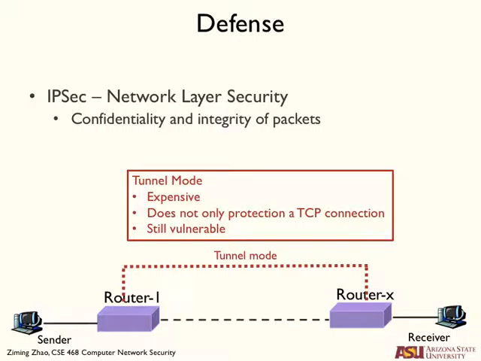So what if we use tunnel mode? In tunnel mode, it might not be expensive for the sender and receiver, but it will be expensive for the routers. So imagine this router is the router of the destination website. How many tunnel mode connections does the website router have to maintain? A lot. They receive millions of queries every day. So it is still very expensive, and unlike transport mode, it does not only protect one particular TCP connection. It's not fine-grained.